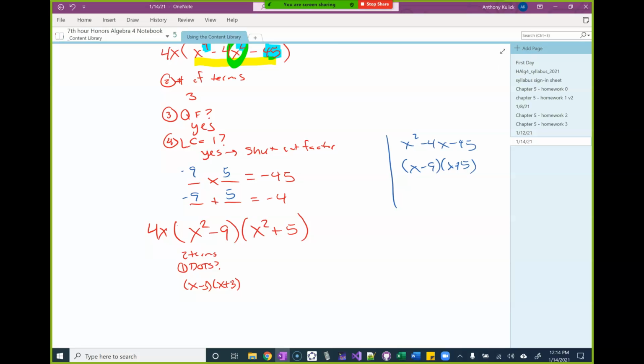No need to make any more work than that. We should check to make sure those factors we can't do anything more with. They're both linear, so we know we're done, right? You guys know what I mean when I say linear? Their degree is 1. Okay. Now we have to go back up to the x squared plus 5.